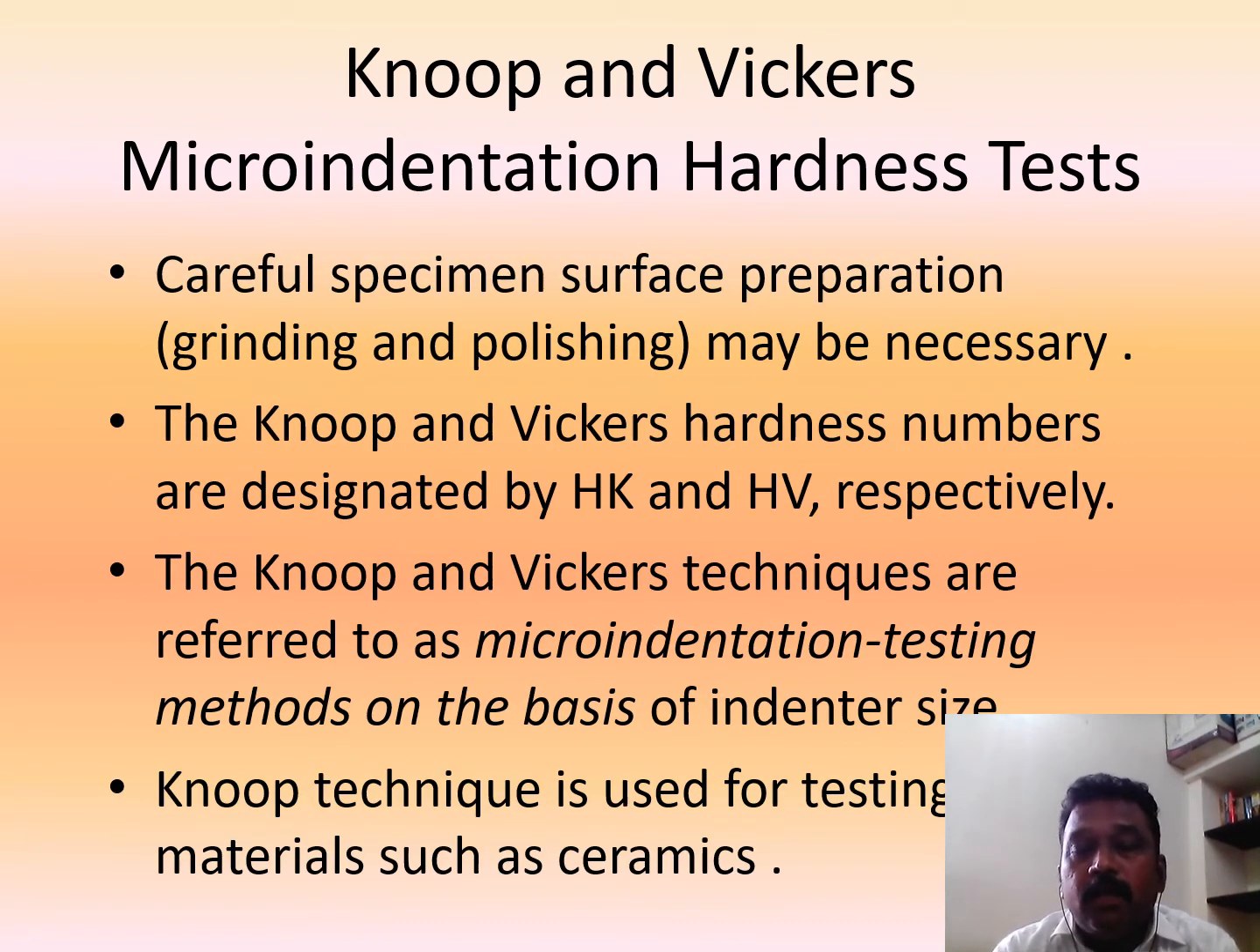For the Knoop and Vickers microhardness tests, careful specimen preparation is necessary. We need to grind and polish to a mirror finish before carrying out the test. These tests are denoted by HK and HV: K for Knoop and V for Vickers. These techniques are used for testing hard materials such as ceramics. Ceramic materials can be tested only by this type of test.